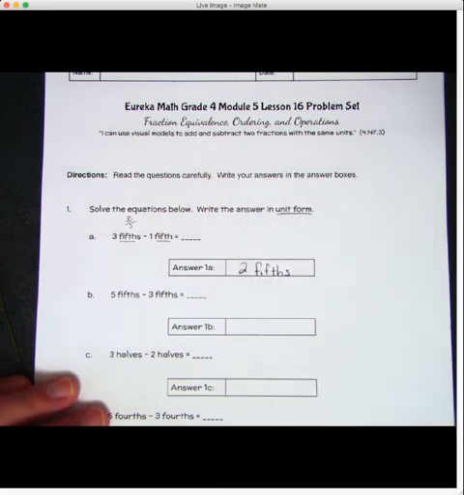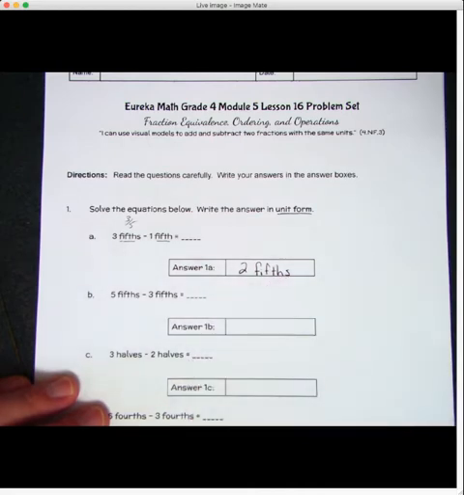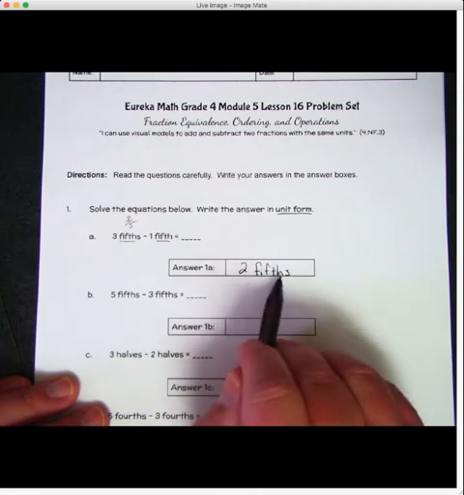2 fifths. Make sure you spell it right, or the homework is going to count it wrong. And I'm going to count it wrong too. You need to be able to spell these correctly. 2 fifths. So no redoing for misspelling. Got to spell them correctly.